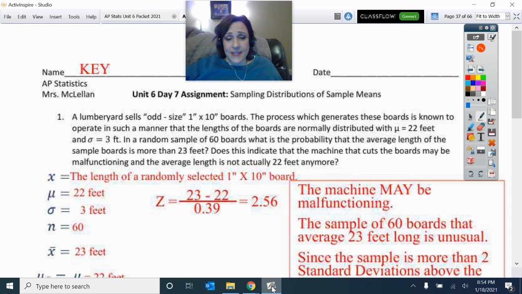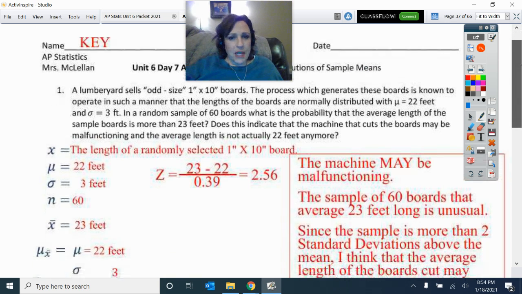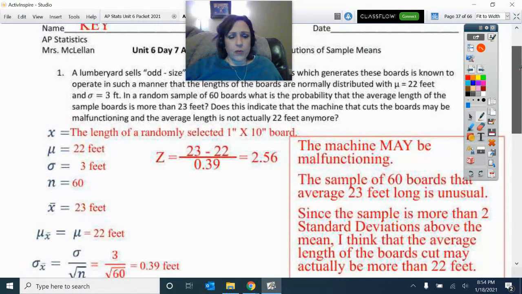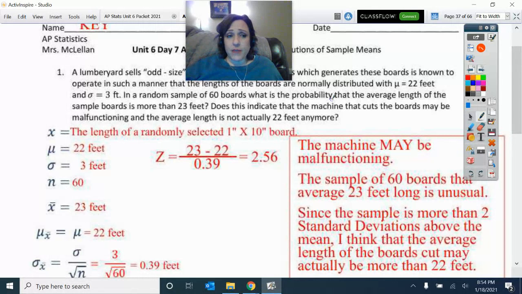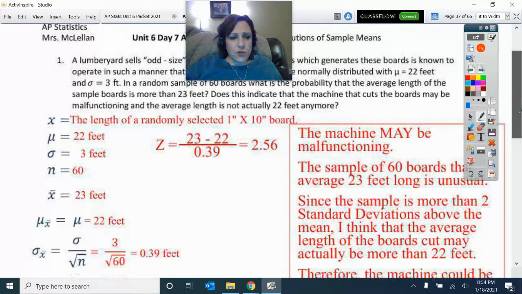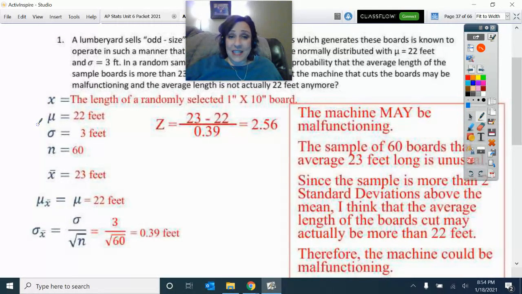All right, let's talk about these sampling distributions for the sample means problems. Here we were wondering if the machine is malfunctioning. We knew that the average length that the boards would be cut is 22 feet, but we took a random sample of 60 boards and that sample averaged 22.